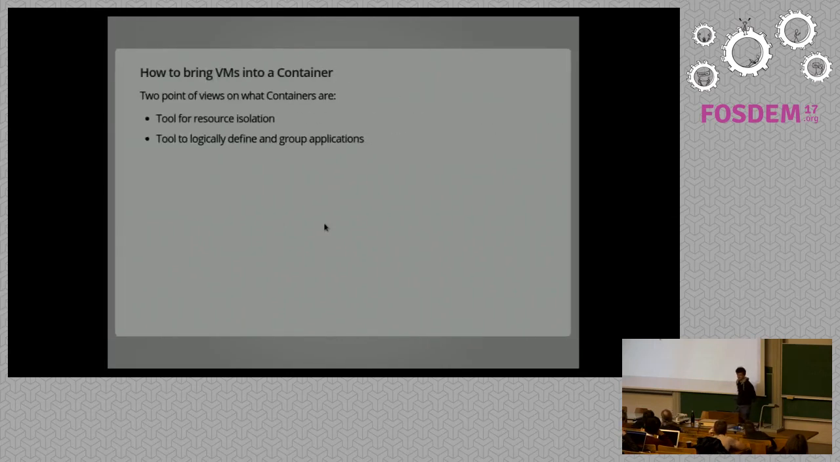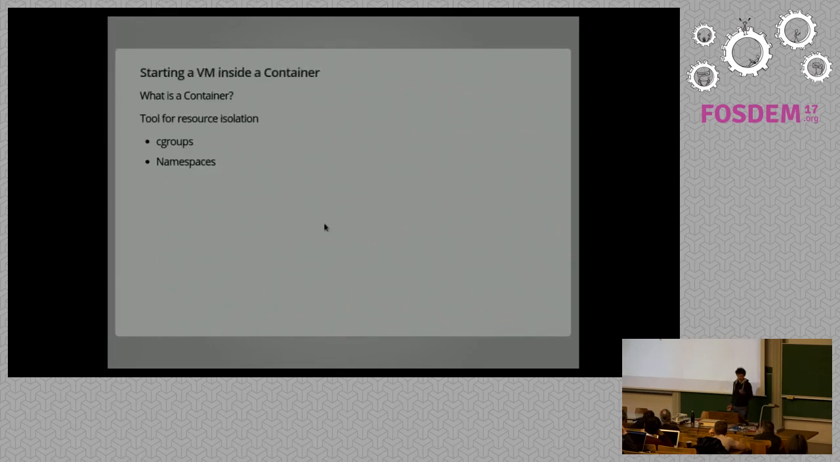From my perspective, containers are two things. One, it's just a tool for resource isolation, for security reasons, for resource usage. And the other thing is that you can group your application with different containers together. So it's more a logical thing on how you want to view your applications. And when you look at the technical details, containers are just cgroups and namespaces.